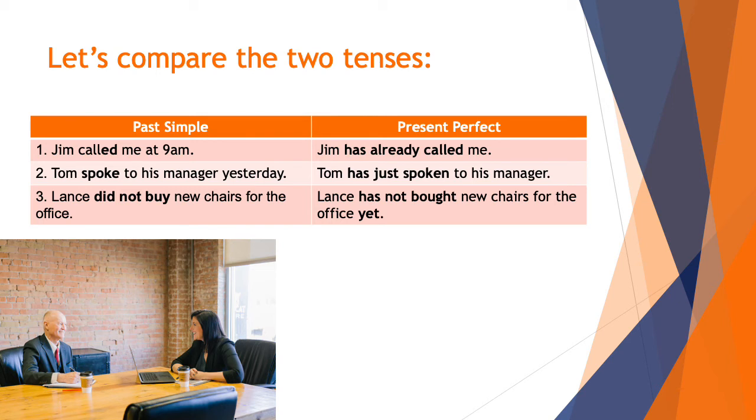Number three. Lance did not buy new chairs for the office. It means that the act of not buying started and ended in the past. Versus the sentence, Lance has not bought new chairs for the office yet, which means that the intention to buy chairs may still exist and may continue. And the word yet shows how recently the action has happened.